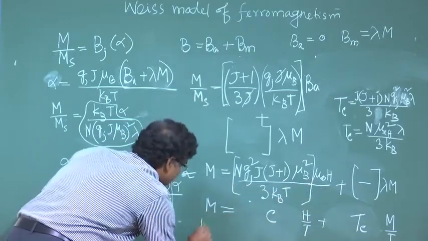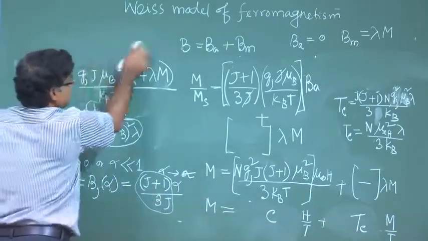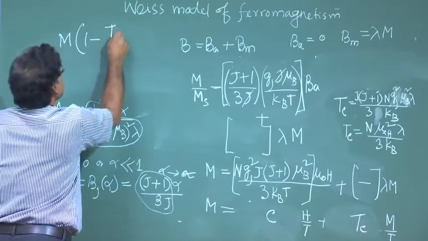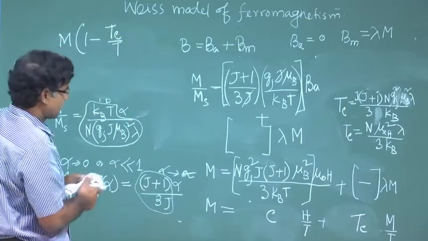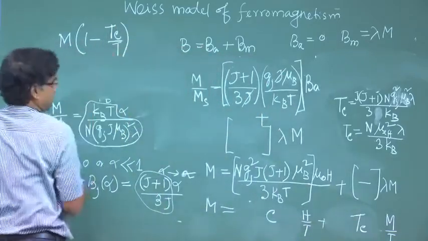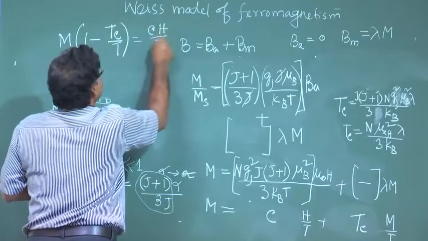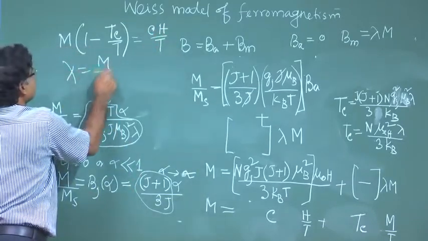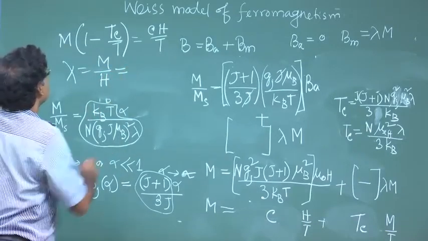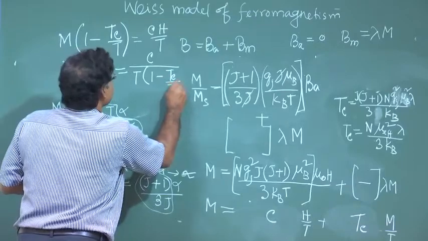So, if I take m, let me write here. So, I am getting m into 1 minus T c by t, but something wrong or what? Effective T c by t, okay, fine. T c by t equal to C h by t. Now, chi is m by h, right, equal to C by t into 1 minus T c by t, right.